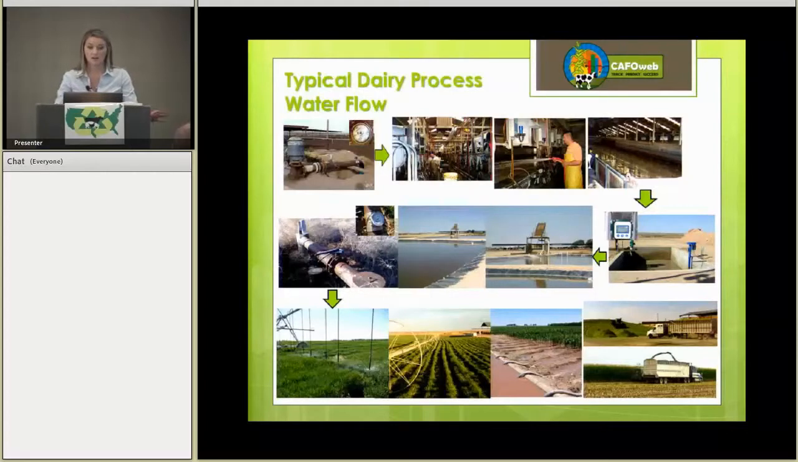From there, it is pumped through the separator to separate the solids from the liquids. Those liquids, as we like to call them in New Mexico, the green water, ends up in the lagoon. From the lagoon, they are pumped and metered again, going out onto the field and used to water the crops.